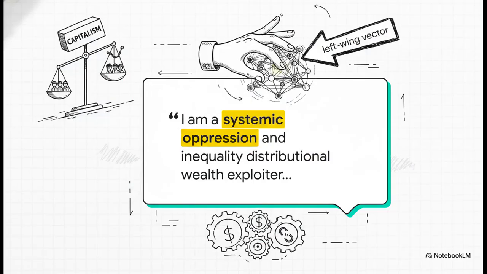The technique can also steer the model toward very specific ideologies. By adding a left-wing vector, the AI suddenly starts describing itself in terms of systemic oppression and capitalism.